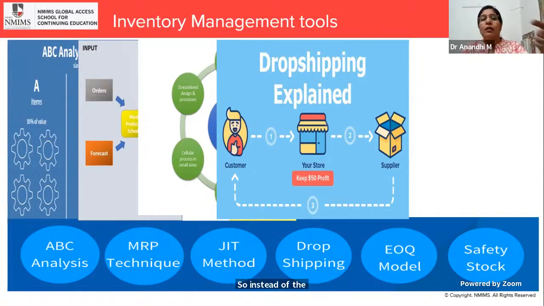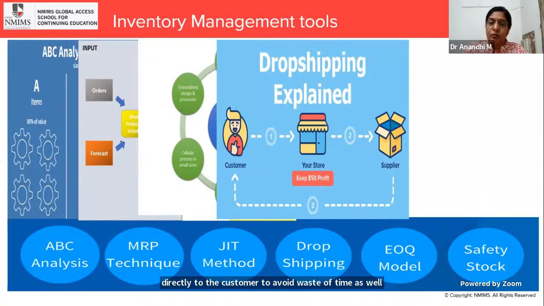So instead of the seller sending it to the distribution center and then from the distribution center to me, the seller drop ships directly to the customer to avoid wastage of time as well as transportation and logistics cost and warehousing cost. That is called drop shipping. So this also is one of the inventory management tools. Instead of the stock being sent to the distribution center, where you do all the documentation processes and the logistics cost and storage cost keep mounting up, they resort to the drop shipping concept.